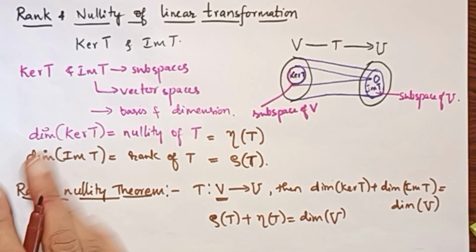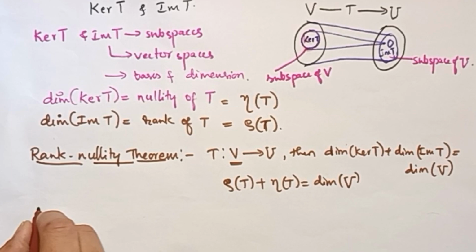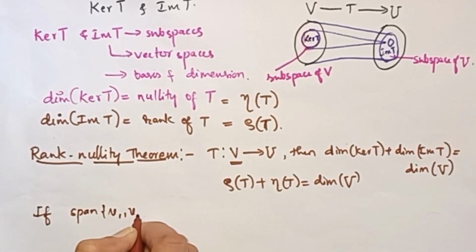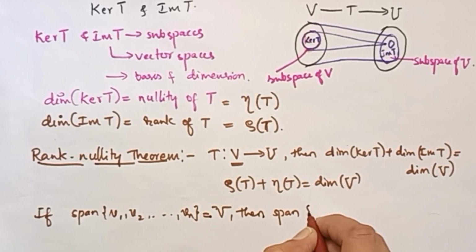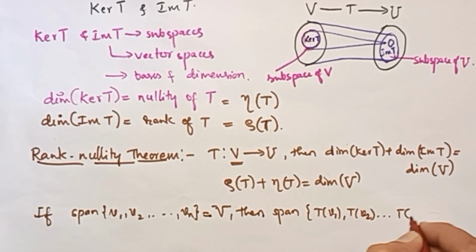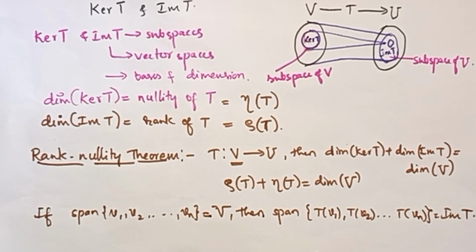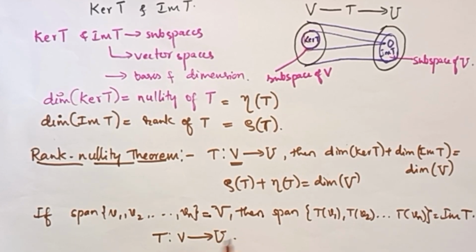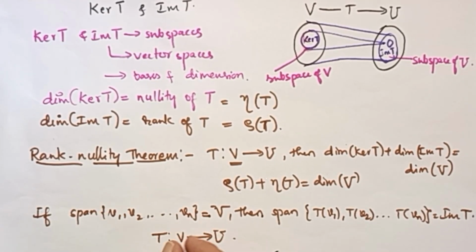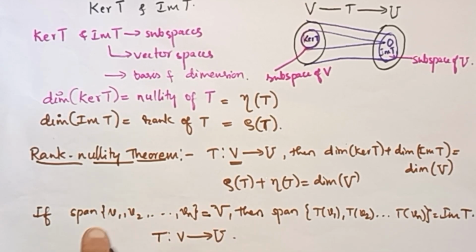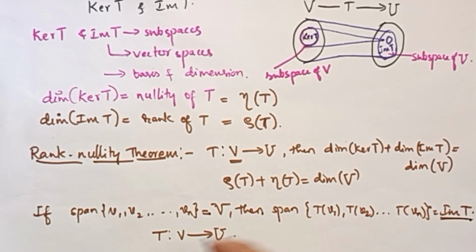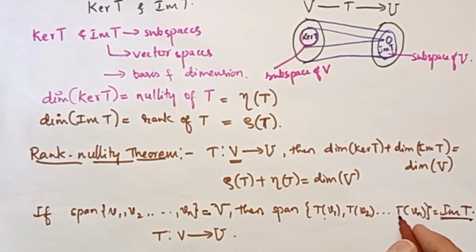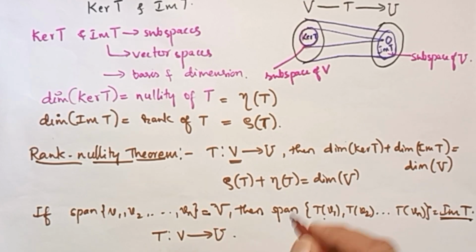And you have to remember one more theorem: if span of V1, V2, and so on up to Vn equals the vector space V, then span of T of V1, T of V2, and so on up to T of Vn is equal to image of T. That means if you have a linear transformation T from V to U, and there is a set which spans the whole space V, meaning every vector of V can be written as a linear combination of these vectors, then the image of the transformation is spanned by T of V1, T of V2, and so on up to T of Vn.